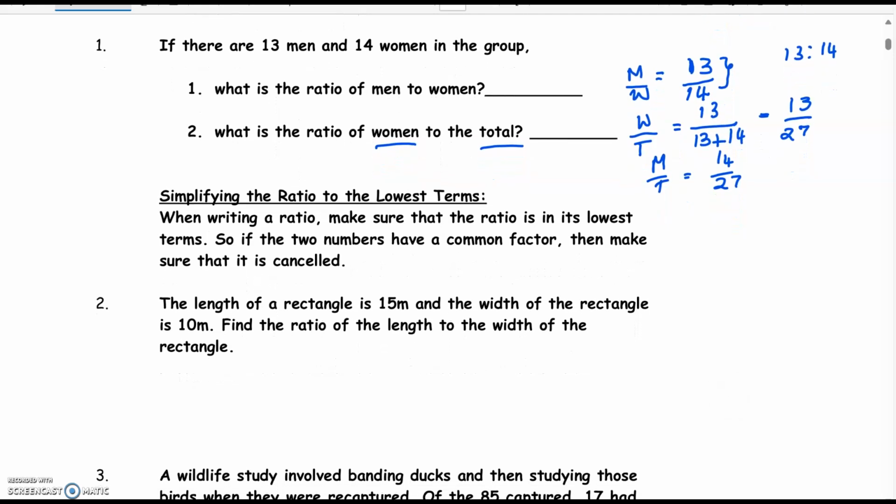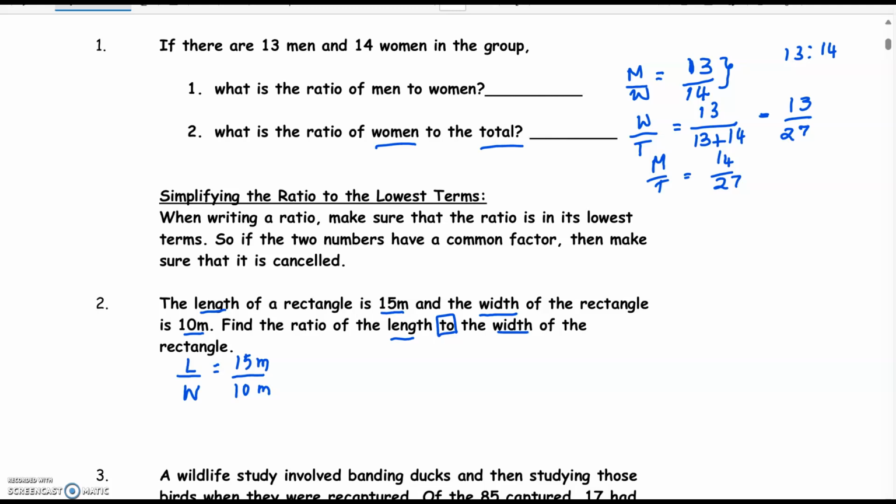Now we're going to treat ratios as fractions. And just like fractions are written in the lowest terms, we are also going to write the ratios in the lowest terms. So the length of the rectangle is 15 meters. The width is 10 meters. Find the ratio of the length to the width. So length to the width. And the order in which we write it is important because we want to go length to width. So the length is 15 meters. Width is 10 meters.